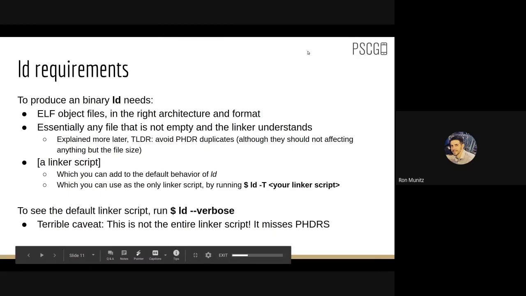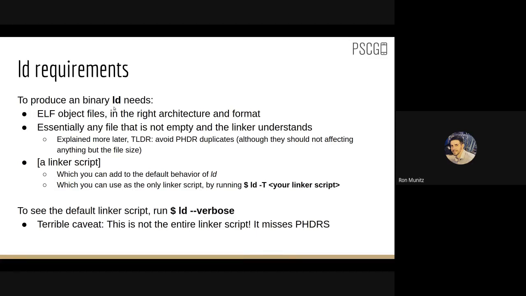What do we need? What is LD? Why do we care about it? We already saw LD --verbose. In order to produce a binary, what we need are object files, in the right architecture, and to put them together. There's a trick I can use in order to have a linker script of my own. As long as the file is not empty, I can run the linker on it. If the file is completely empty, it may avoid it.